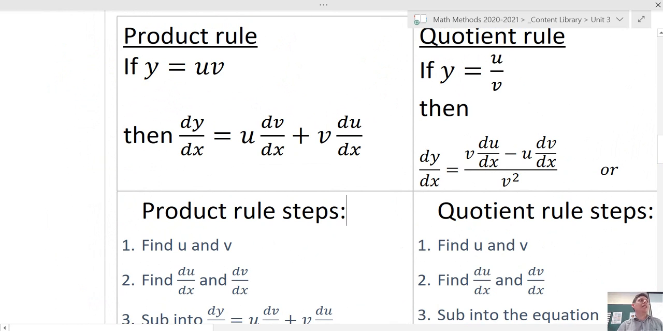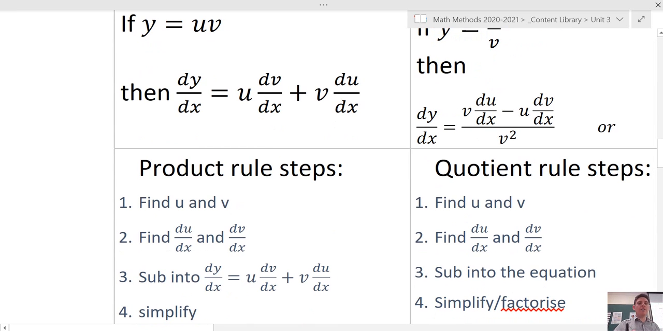The product rule is if you have two functions being multiplied and you want the derivative, you do the first function multiplied by the second function's derivative, plus the second function multiplied by the first function's derivative. That's the product rule. So you let something equal u, let something equal v, find the derivatives, sub it in, simplify. Those are the 4 steps.